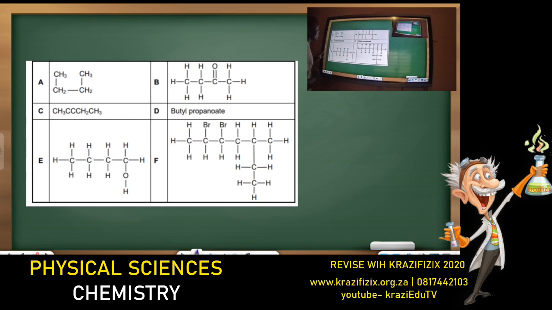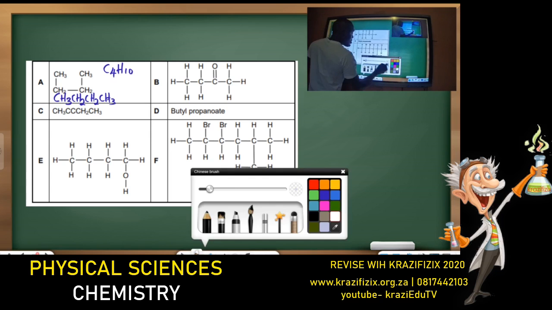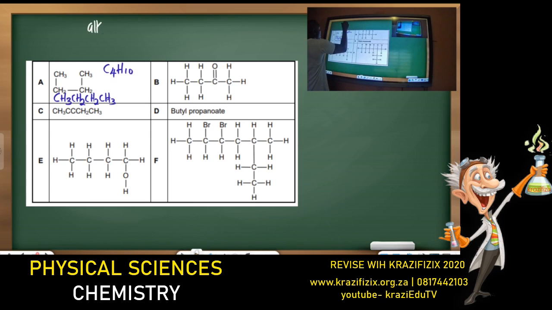If you look at the first one, I've got CH3, CH2, CH2, and CH3. What can you tell me about that? There are 4 carbon atoms, and 3 plus 2 is 5, so 10 hydrogens. So this is C4H10. What can you tell me about C4H10? Number 1, it's an alkane, the name is butane, and it is a saturated compound. Let's move to B quickly.